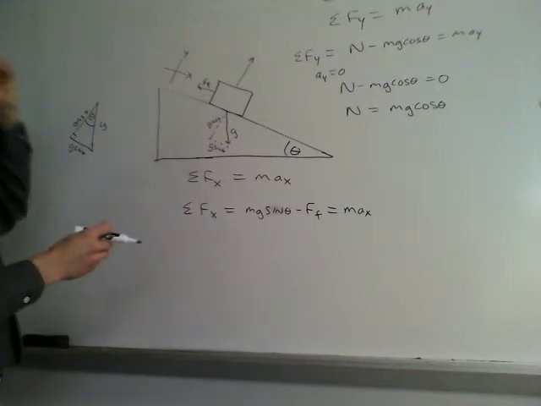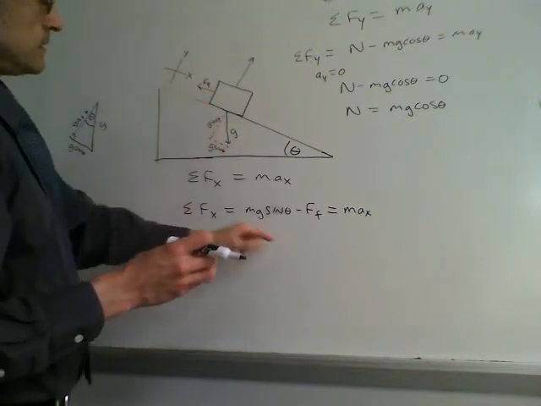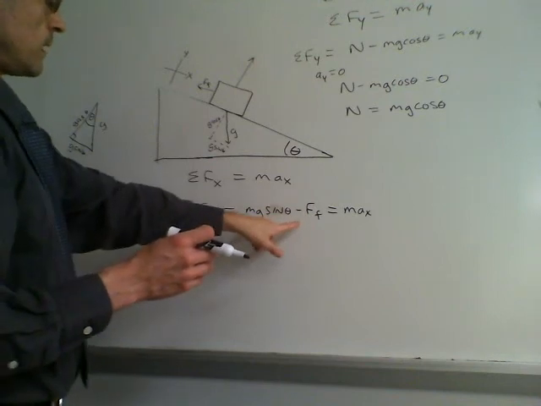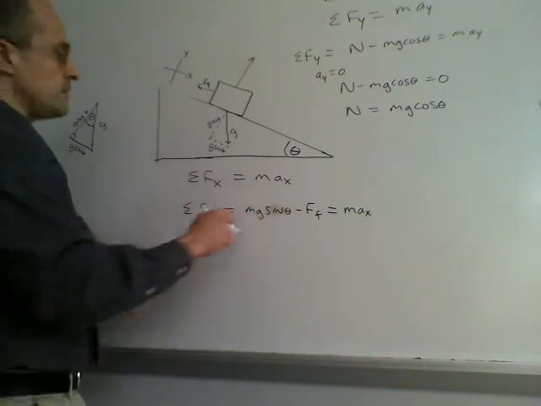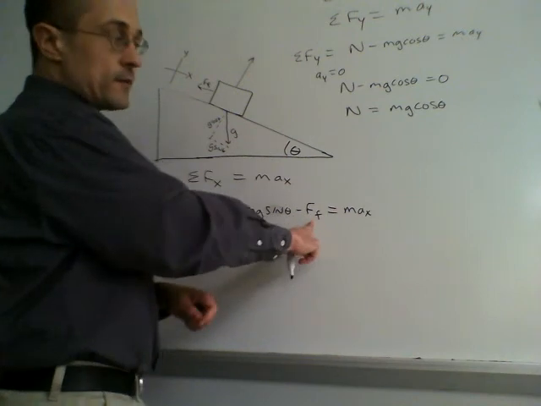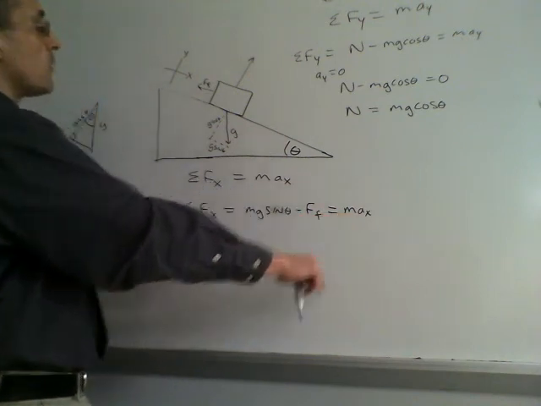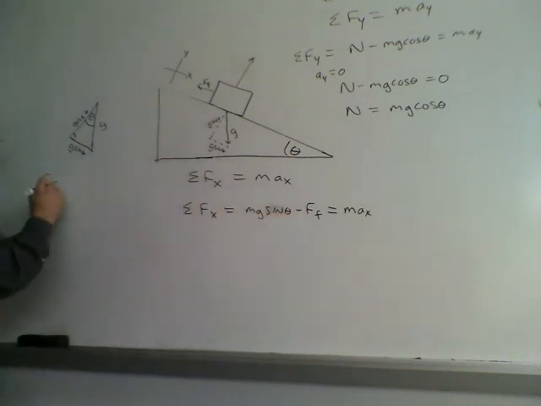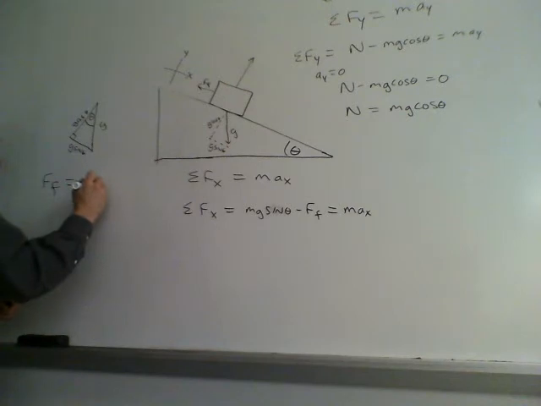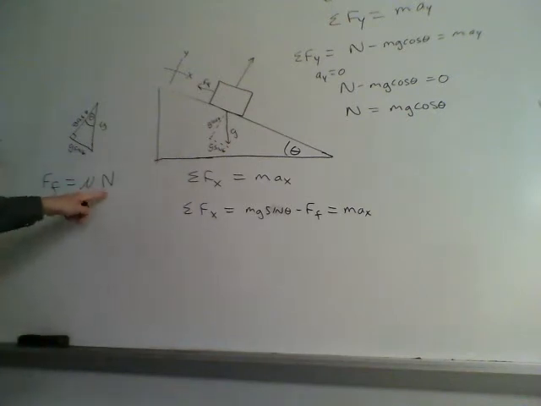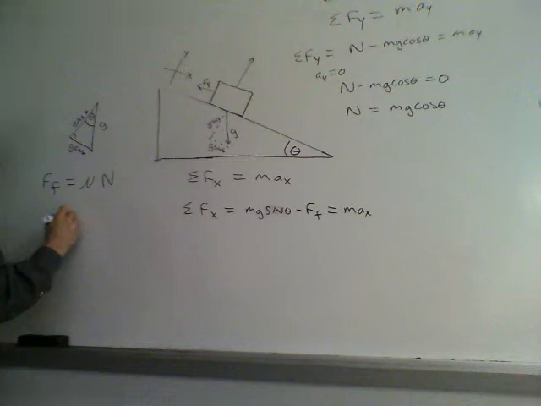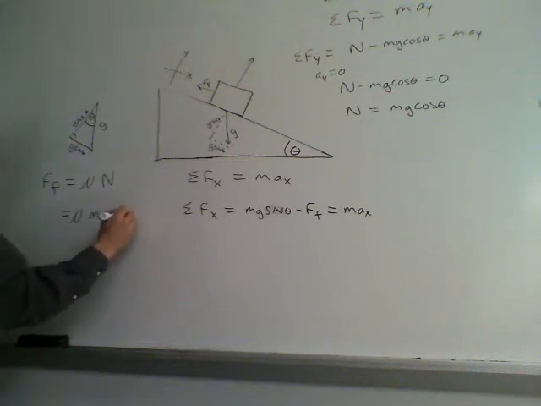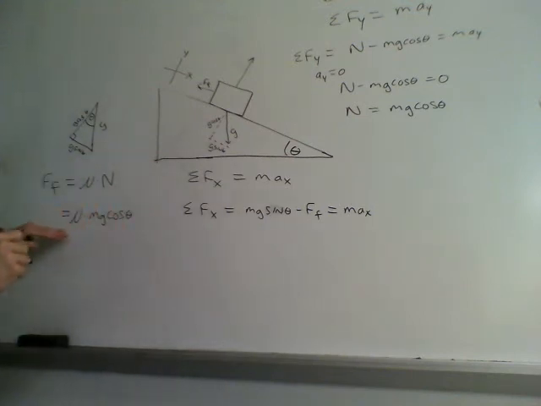So before we look at anything, what we can see is that the frictional force is competing with this force. And if mg sine theta isn't larger than the frictional force, then our block will remain stationary. And how did we define the frictional force before? We defined it as mu times the normal. And we know our normal force is mg cosine theta. So the frictional force is mu mg cosine theta.